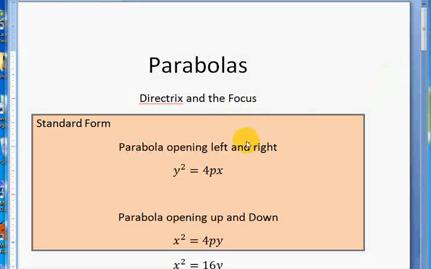Now, we have two types of standard forms for equations for parabolas. We have y squared equals 4p times x and x squared equals 4p times y. The only difference here is which term is squared. If the y term is squared, this is a parabola which opens left and right, and if the x term is squared, this is a parabola which opens up and down. Now we need to get the squared term by itself because this 4p is important.